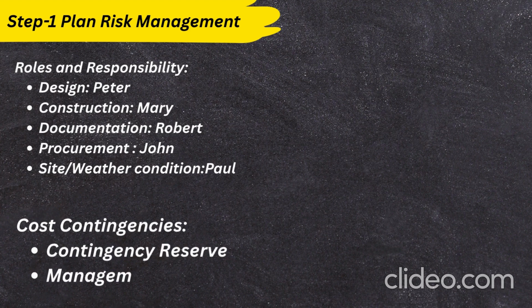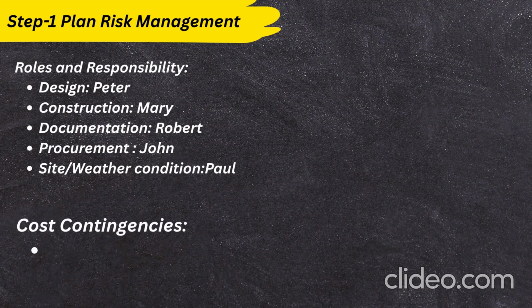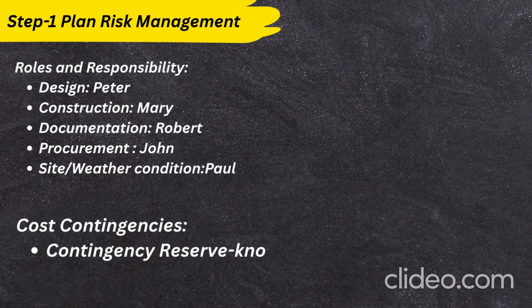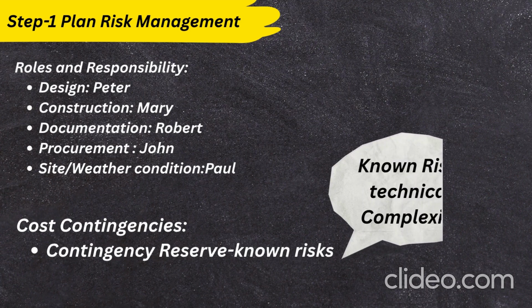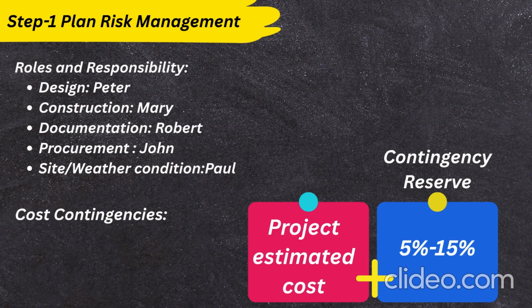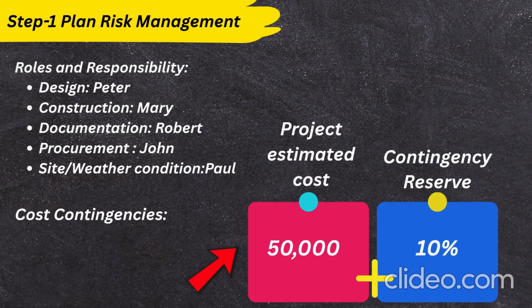Cost contingency is of two types, contingency reserve and management reserve. Contingency reserve is the money which is kept for known risk. Like suppose if I know that there is a high technical complexity in the project which may bring rework, so I can plan contingency reserve for such risk. So contingency reserve is generally calculated 5 to 15% of the total project expense. So if your project expense is suppose 50,000, you can take any percent between 5 to 15. Suppose if I take 10%, so 10% of 50,000 would be your contingency reserve.